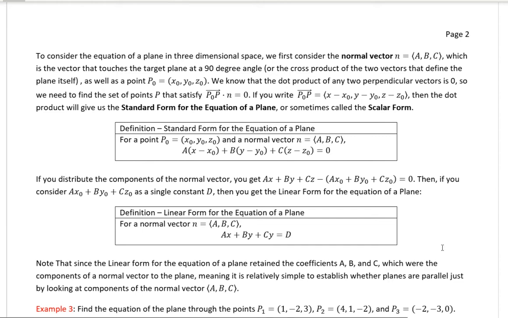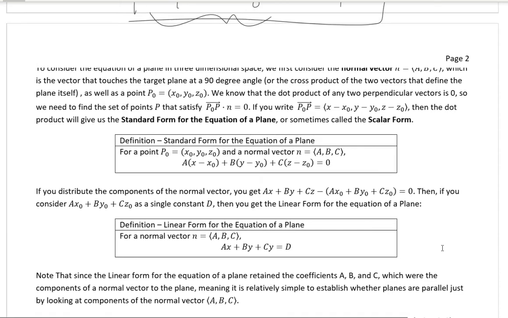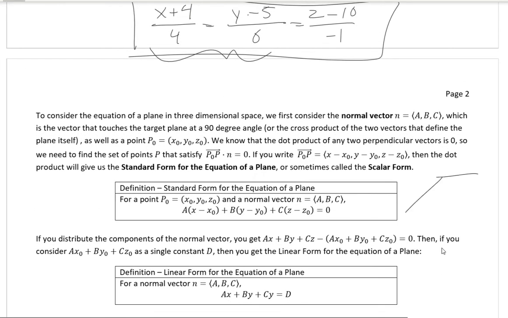The best way to consider a plane is first to consider its normal vector. If you have a plane like this, the normal vector is the vector that is 90 degrees with that plane. And that normal vector can be created by the cross product of any two vectors that define that plane.